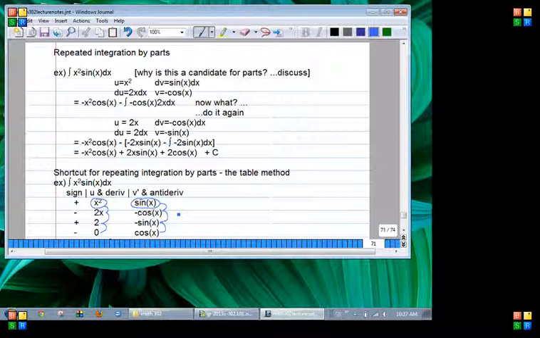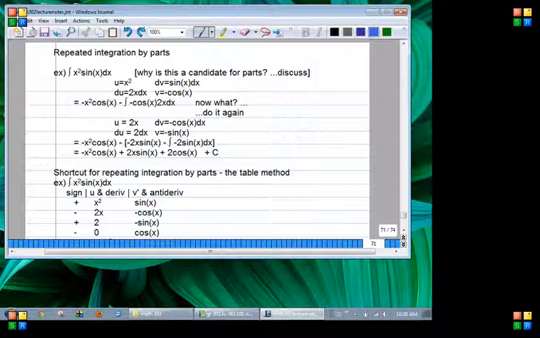And the sign should alternate. The sign should always start with plus, and then just go minus, plus, minus, and so on. So it's plus, minus, plus, minus, plus, down to the zero. For the sign, yes, always start with plus. It doesn't depend on the function itself. Always start with your choice of u from your original integral. Always start with your v prime from your original integral. Then just make this chart and stop when you hit zero. And for v prime, just start with v prime and then take antiderivatives. And that's it.